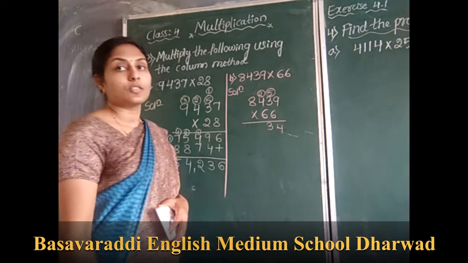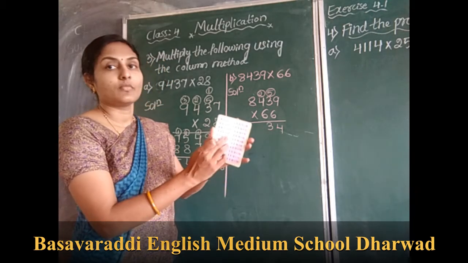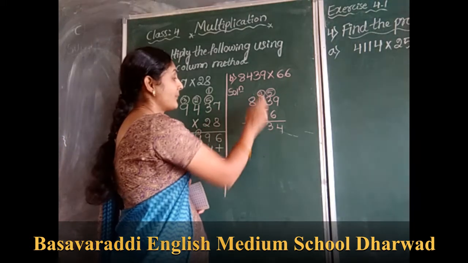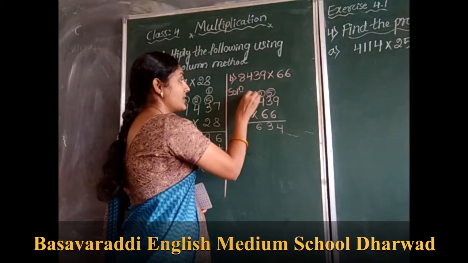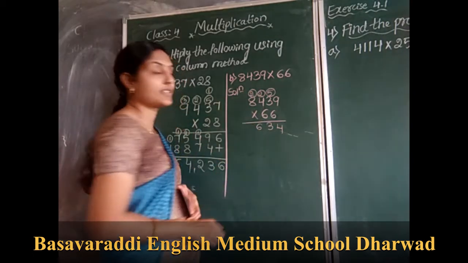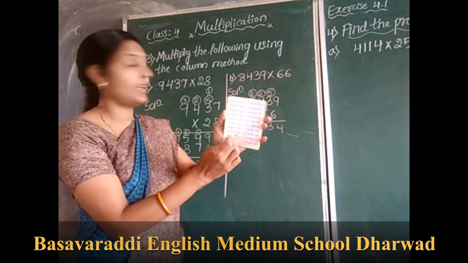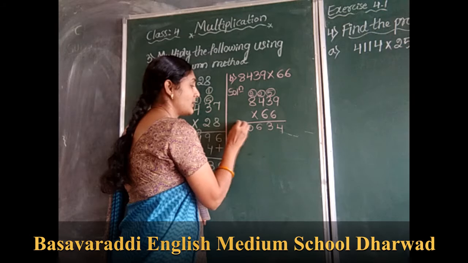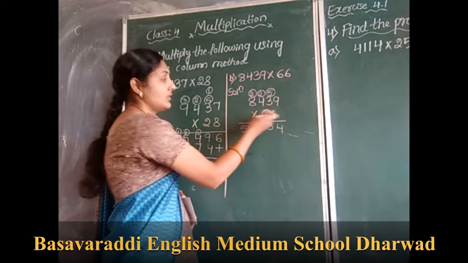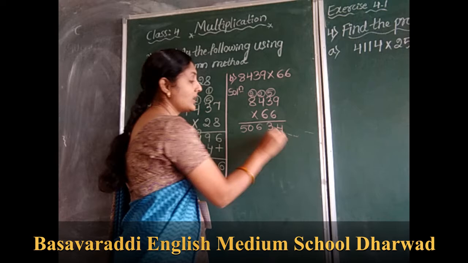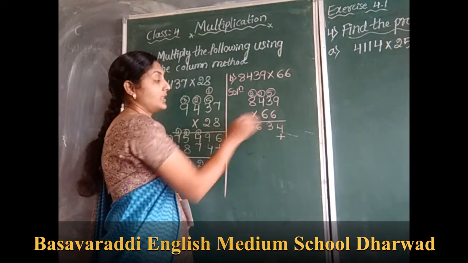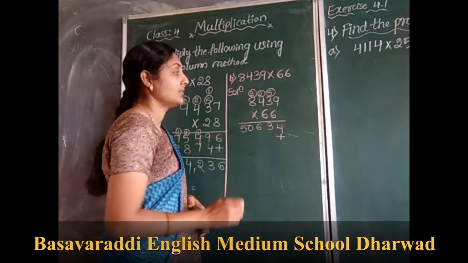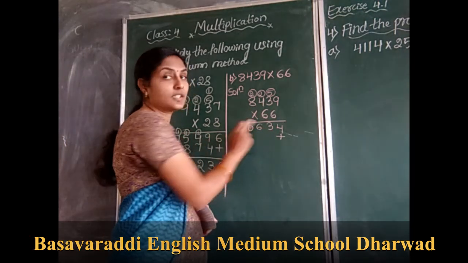Next, 6 fours are 24. So 24 plus 2 is 26. Next, 6 eights are 48. The 48 plus 2 is 50. So ones place multiplication is finished. Next, do the multiplication by the tens place number. In the tens place there is a 6. So we have to write the answer from the tens place.